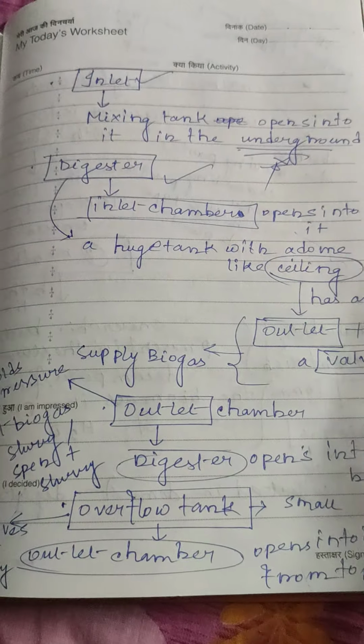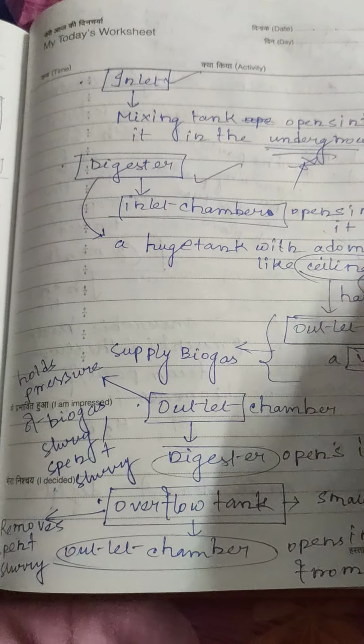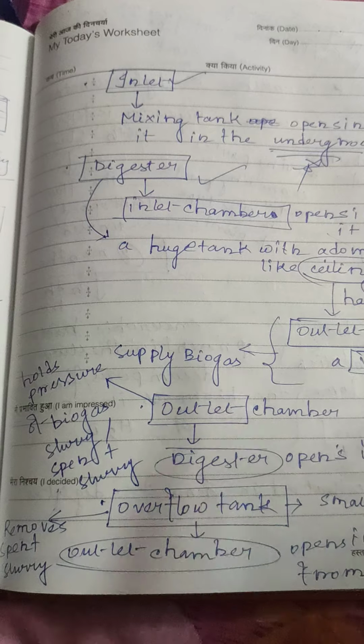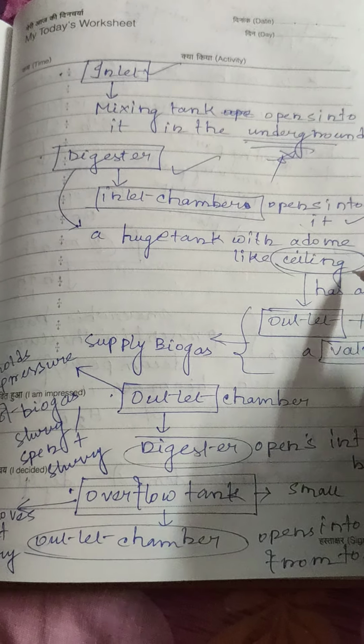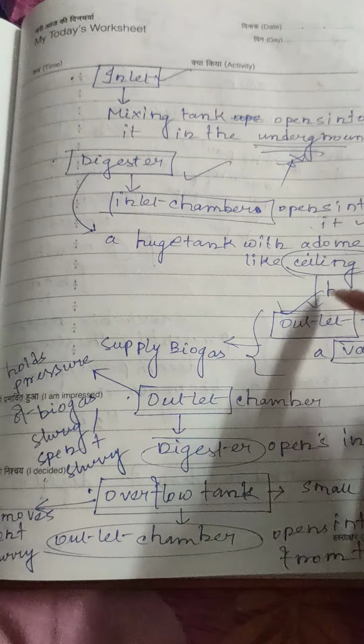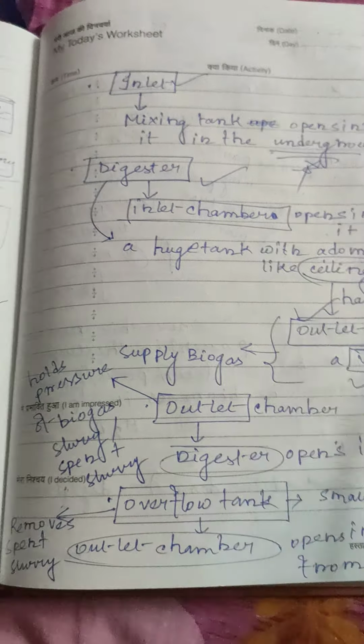Digester, the third component. The inlet chamber opens into this digester. The digester is a huge tank with a dome-like ceiling. This ceiling has an outlet plus a valve. This outlet plus valve system supplies biogas.